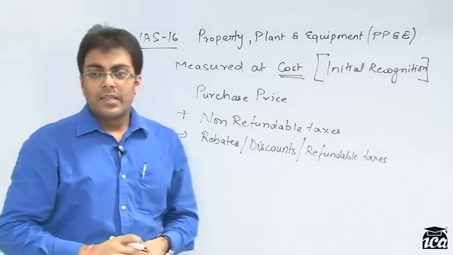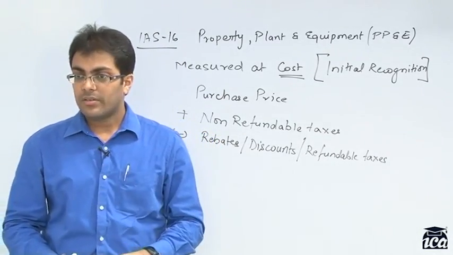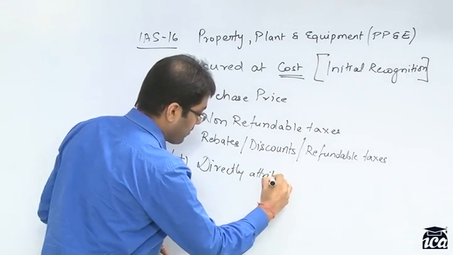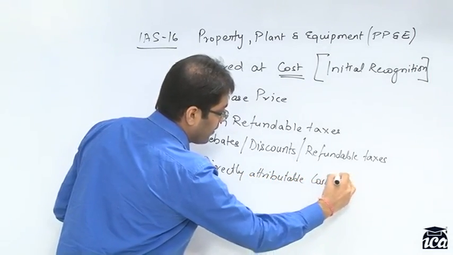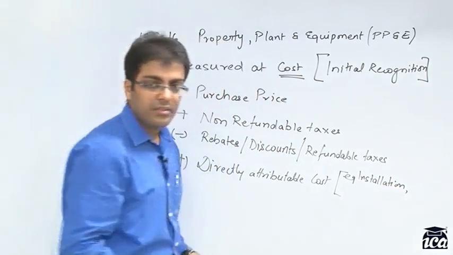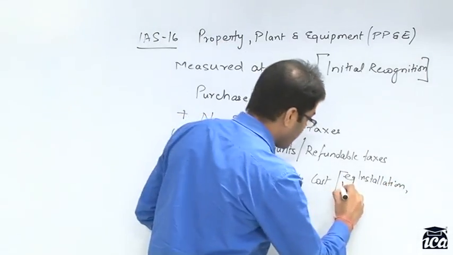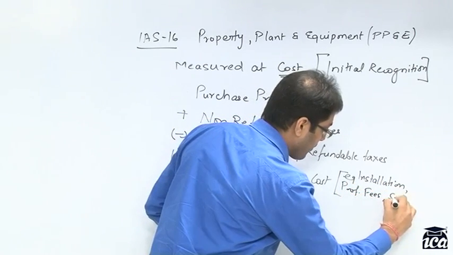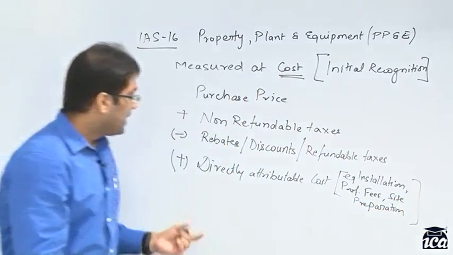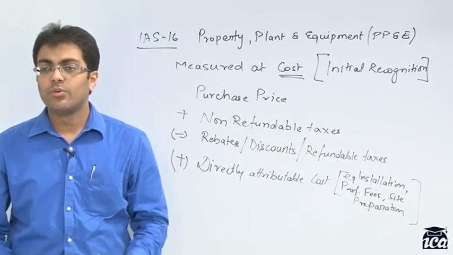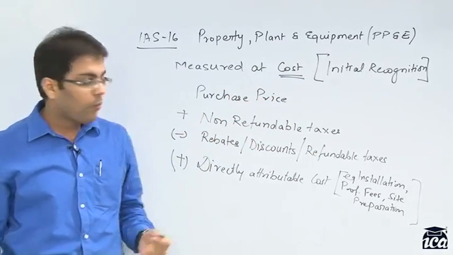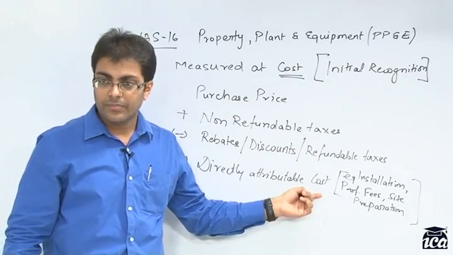Plus, there are some costs which are associated in terms of installation, okay, or directly attributable cost. Example, installation, site preparation, professional fees, okay. These are costs which are required to bring the asset to use, okay. Right from the time I have purchased the asset till the point I need to bring the asset to its use, whatever costs are attributable, those costs are added, okay.